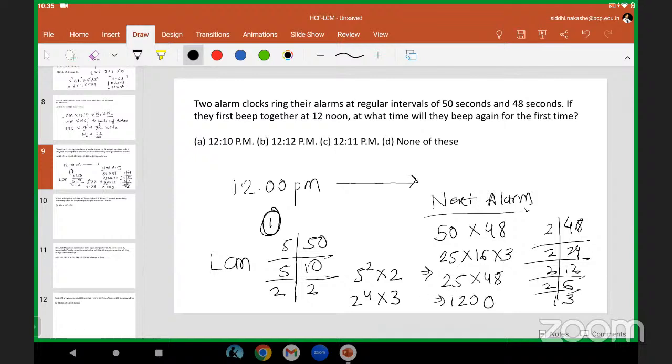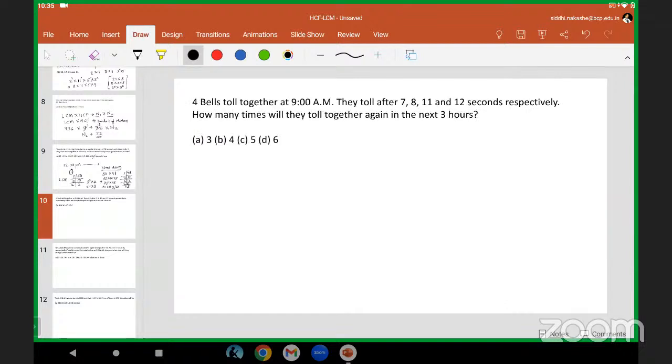So now 1200 seconds. The question is in seconds, so 1200 seconds is nothing but 1200 divided by 60, that is 20 minutes. Fine. So the next alarm should be at 12:20. So the answer should be none of these. Let's have a look at the next question.